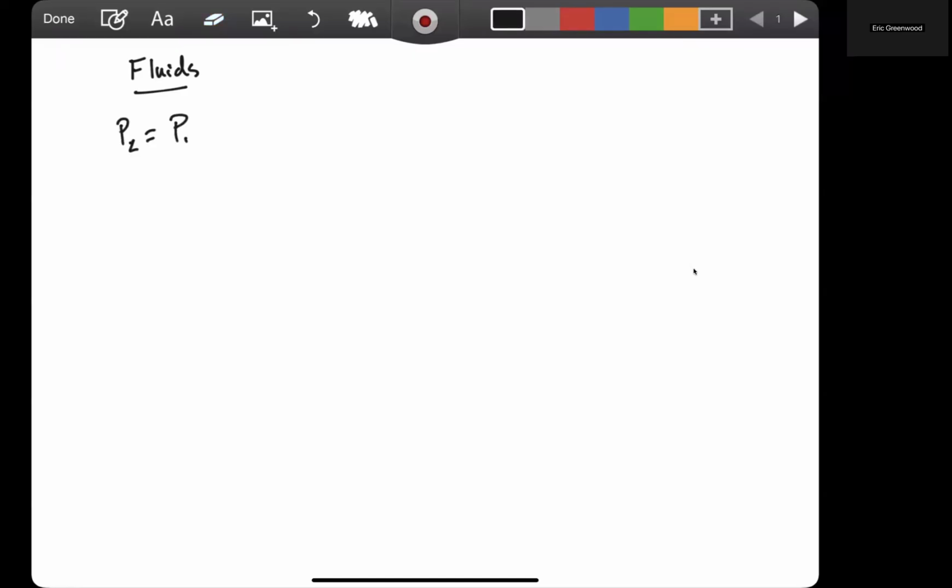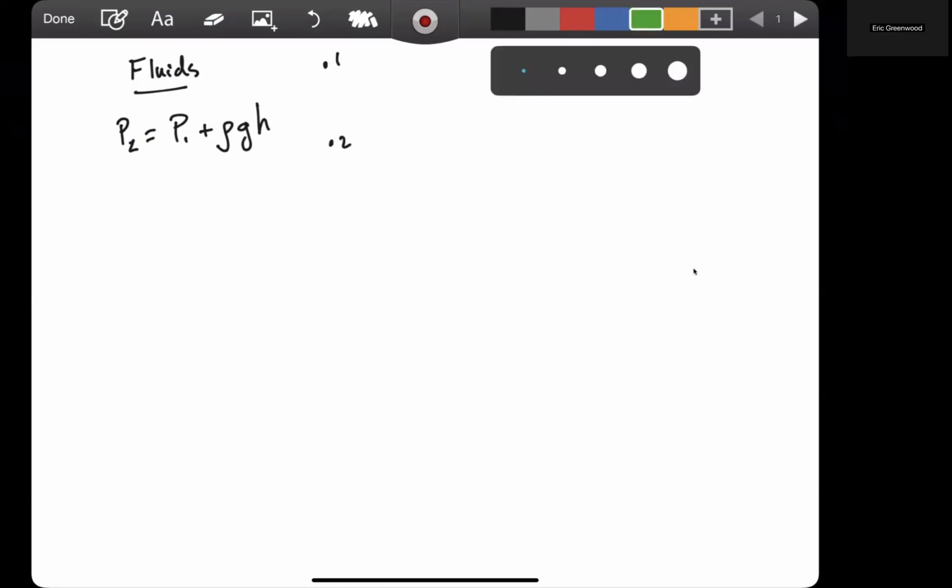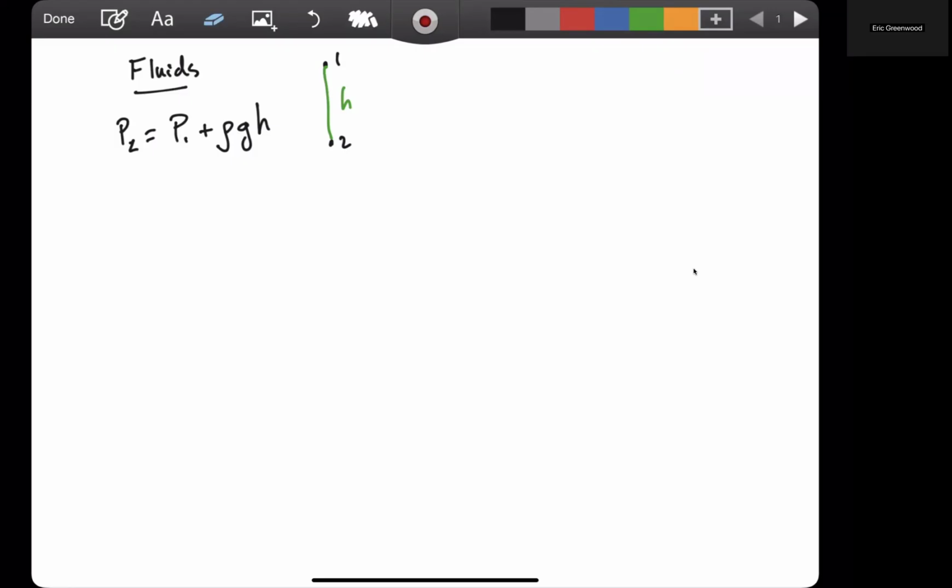So P2 is equal to P1 plus the density of the fluid times g times the height difference between the two. So if this is my point 1, this is my point 2, where this then is the height difference between the two. That relates my pressure at point 1 to point 2.